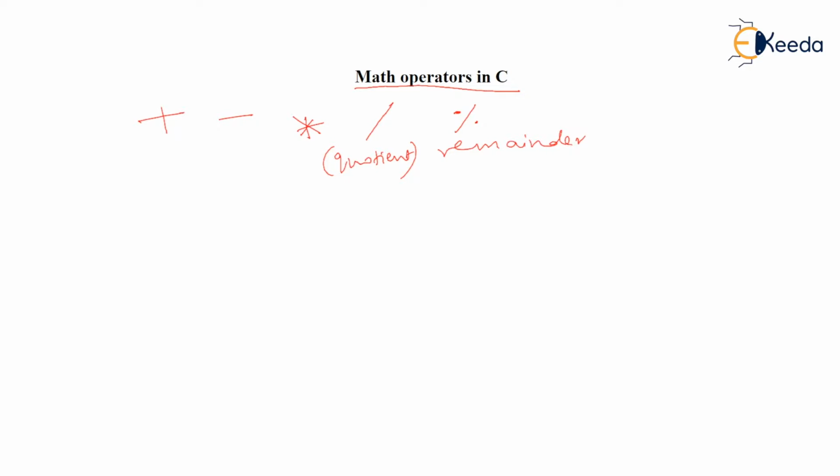Now among these 5 operators, we are not going to discuss anything about plus, minus and multiplication. They are very basic and I think it will be an insult to your intelligence to discuss them. But a few things can be discussed about slash, that is quotient, and percent, that is the remainder operator. So let's see what the slash operator is. This slash means division or quotient operator.